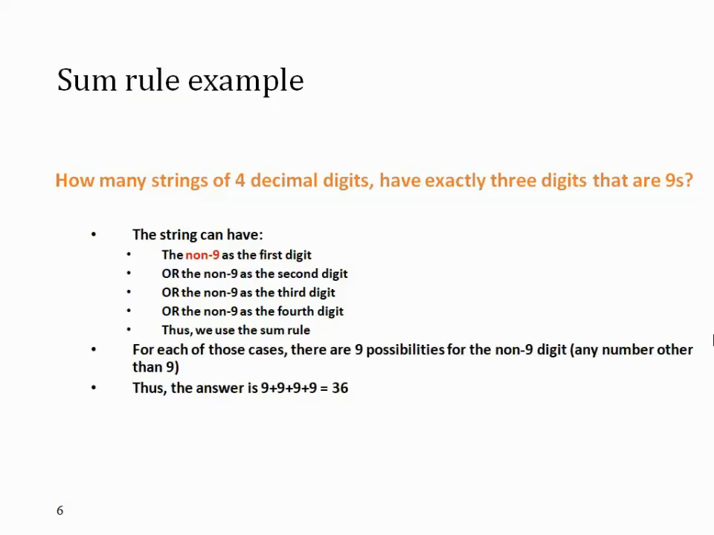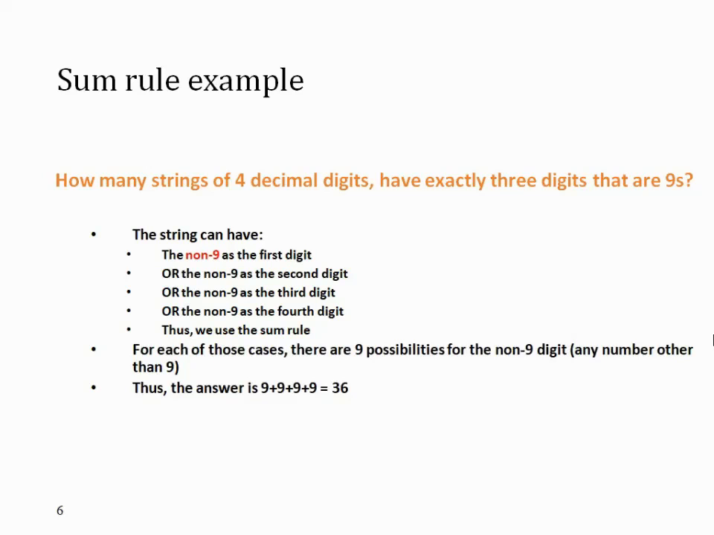How many strings of 4 decimal digits have exactly 3 digits that are 9s? Out of 4 decimal digits, 3 digits are 9s. So a string can have the non-9 digit as the first digit, the second digit, the third digit, as well as the fourth digit. So these are the possibilities.